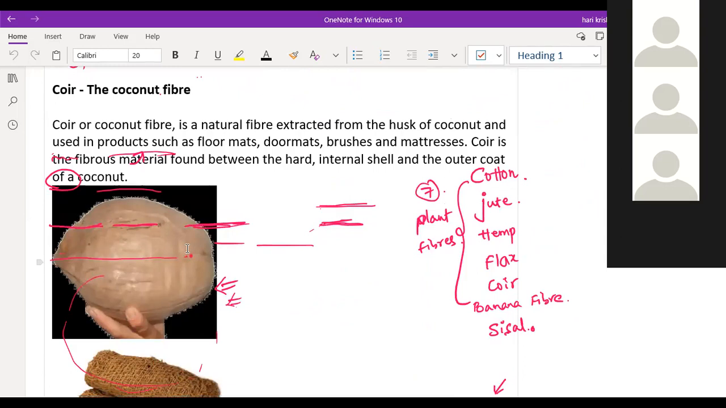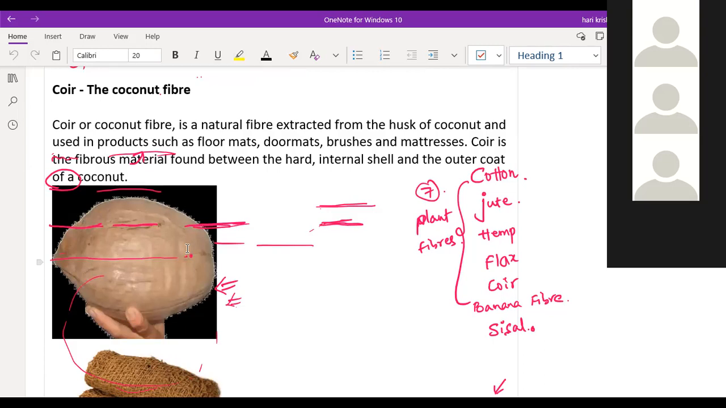Sir, it comes from the hair-like structure, sir, from the outside of the. So coconut fiber is not exactly the outside layer of the coconut or exactly the inside of the shell. Whatever hair-like portion is there between the outside and the inside portion of the shell is called coir. It is like a hair-like structure or fiber-like structure. So coconut fiber is naturally extracted from the husk of the coconut and used in products such as floor mats, doors, brushes, and mattresses.